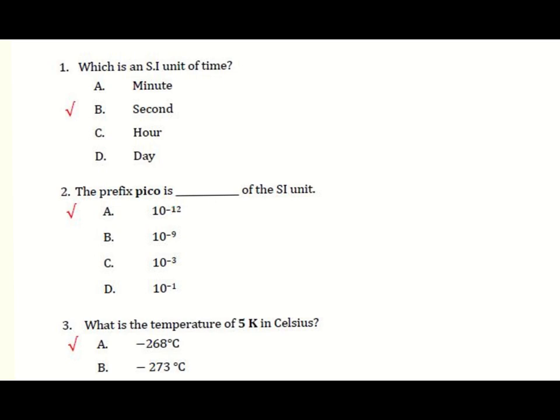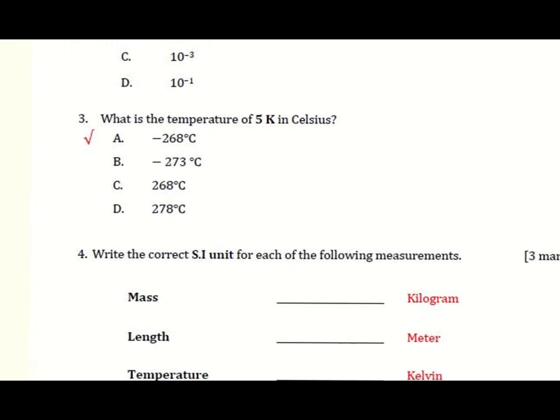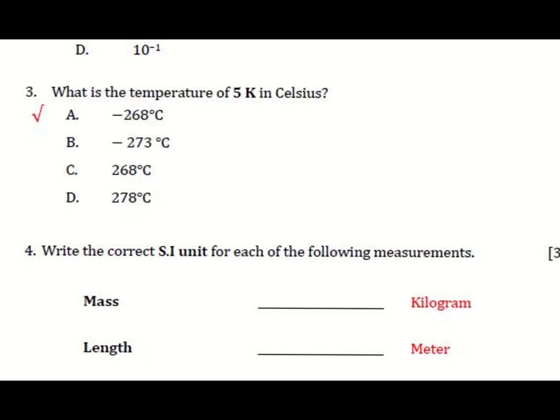What is the temperature of 5 Kelvin in Celsius? So to change Kelvin to Celsius, you need to subtract 273. So Celsius equals Kelvin degree minus 273. So the result, of course, will be less than 273. You don't need to make the calculation, just look at the choices. The result should be negative, so you are going to discard those positive results. So your answer should be A or B. Of course, it will never be minus 273 because I'm subtracting 5 from 273. So A will be the correct answer, the only possible answer.